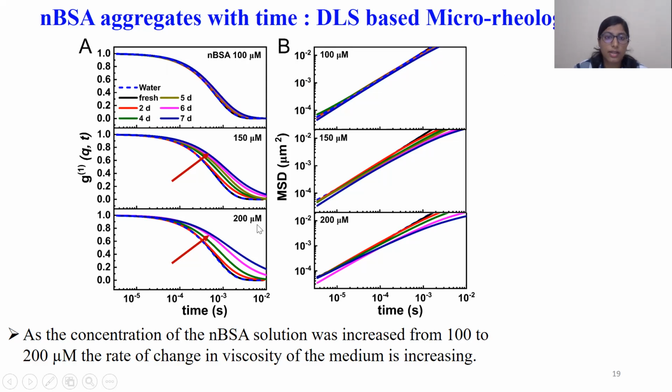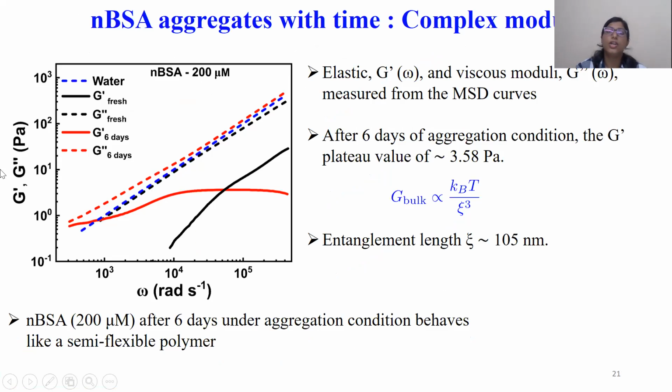But if you look at the 200 micromolar data, as the time domain increases, after 6 days we can see there is a subdiffusive nature at higher time scale in the MSD value. So this clearly shows that as the concentration of native BSA solution was increased from 100 micromolar to 200 micromolar, the rate of change in viscosity of the medium is also increasing. We further converted this MSD data to elastic and viscous moduli, and if you look at the left panels, the blue curve indicates the response of the probe particles in water. The black curves represent the response from fresh solutions, and the red curves represent the response from the 6 days aggregated condition of native BSA.